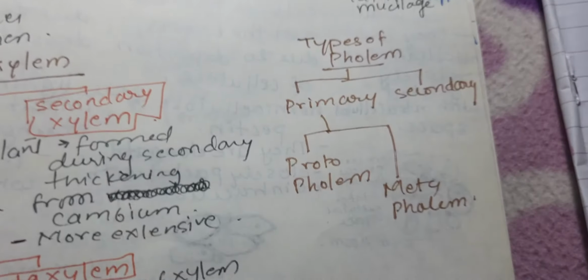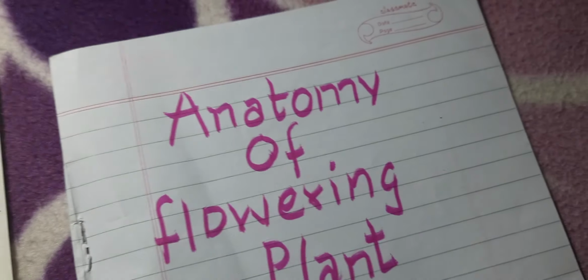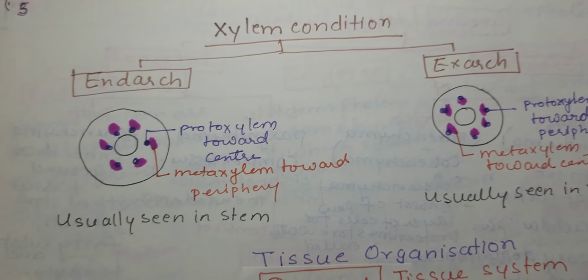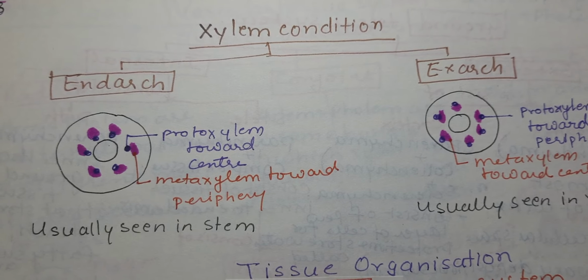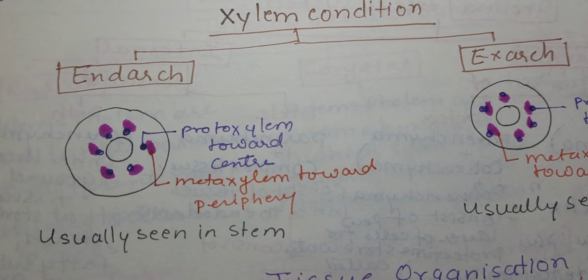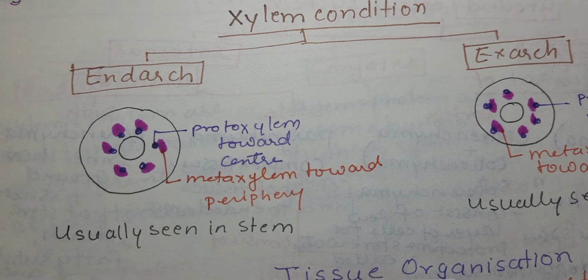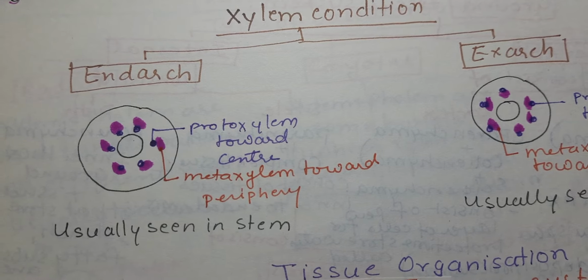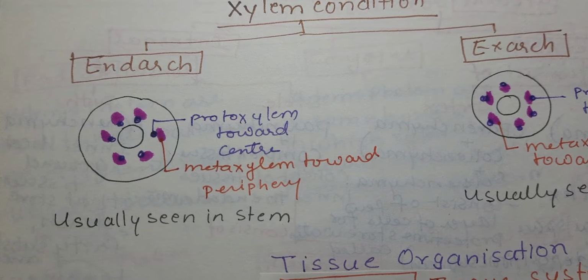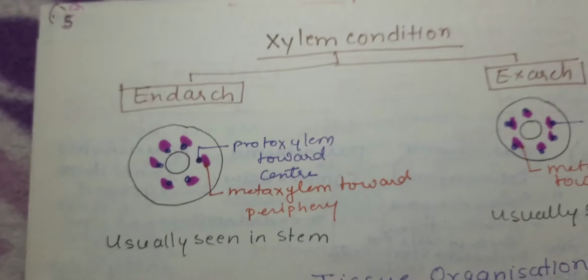So similarly, we have different types of phloem. Now, depending on how the xylem is arranged, the condition is called endarch and exarch. So how the metaxylem and protoxylem are arranged. If you see the endarch condition, the protoxylem is located toward the pith or the center, or you can say toward the inner side, whereas metaxylem is located toward the periphery or exterior. Usually such a condition is seen in stem. This is called endarch.